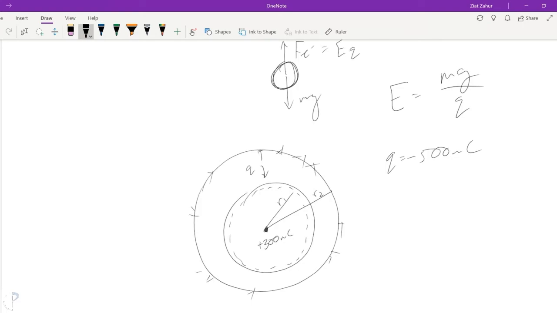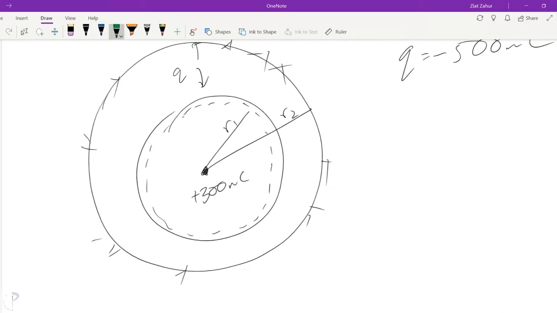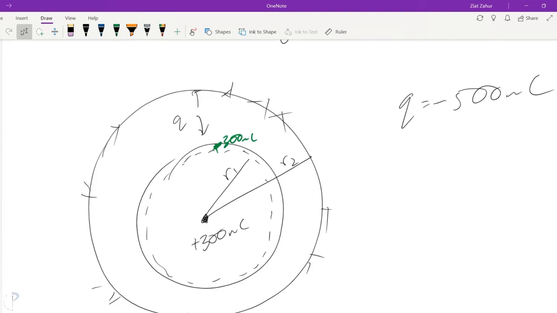Right? And then, so what is my charge? Well, here it would be minus 300. And then what is over here? This would be Q.